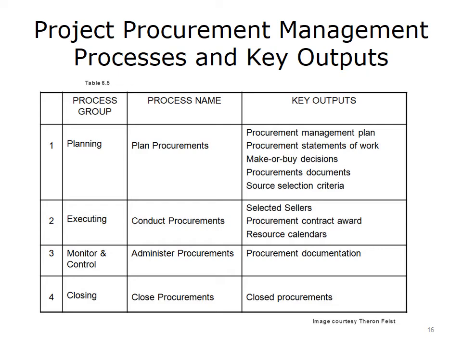The major or key outputs for each of the 4 project procurement processes are indicated on this table. During the plan procurements process, you should expect to create a procurement management plan, procurement statements of work, make or buy, build versus buy decisions, procurement documents, and source selection criteria. During the conduct procurements process, you should expect to produce selected sellers, procurement contract awards, and resource calendars. During the administer procurements process, you should expect as a key output your procurement documentation. During the close procurements process, you should expect your key output to be closed procurements.